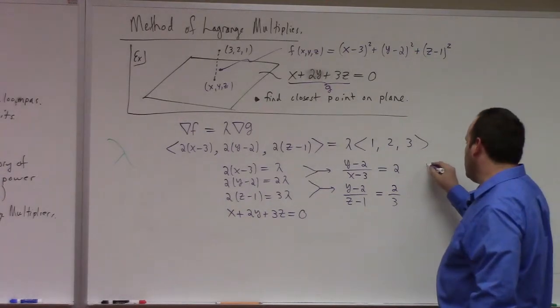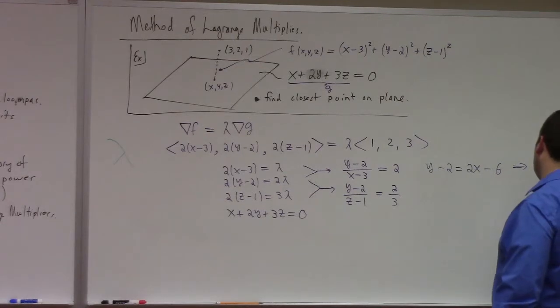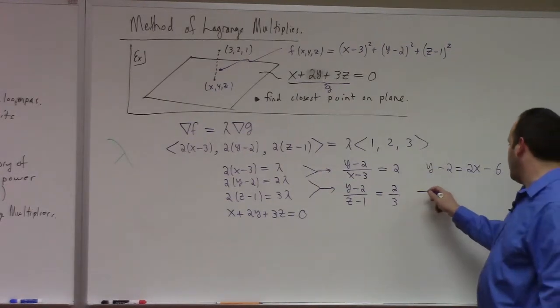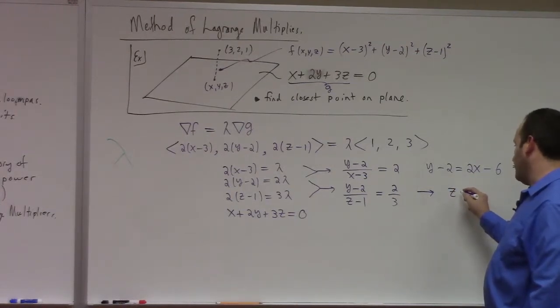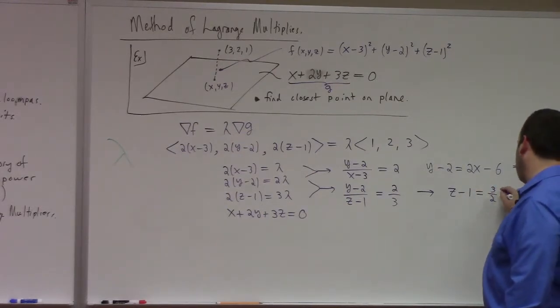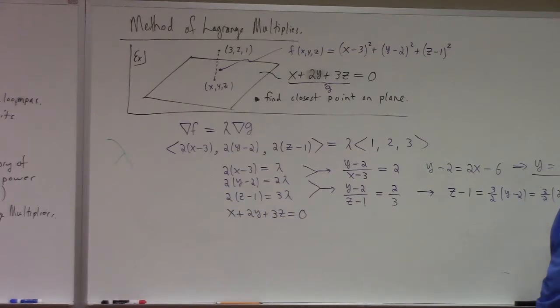So this says y minus 2 is equal to 2x minus 6, right? In other words, y is equal to 2x minus 4. That seems like a nice equation. And this one says what? I'll do 2 steps here. z minus 1 is equal to 3/2 of y minus 2, which is 3/2 of what was y minus 2? y minus 2 was 2x minus 6. So apparently that's 3x minus 18. So apparently I have z is equal to 3x minus 17.